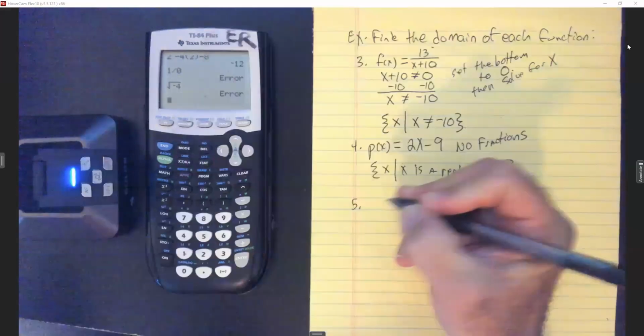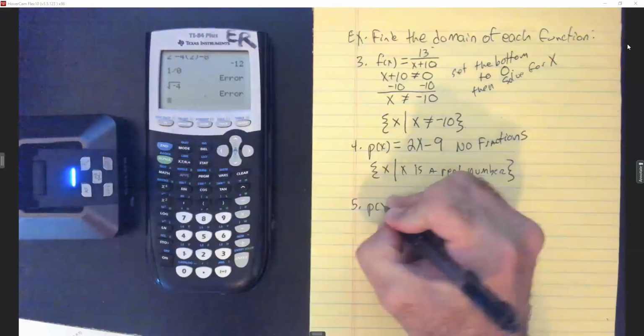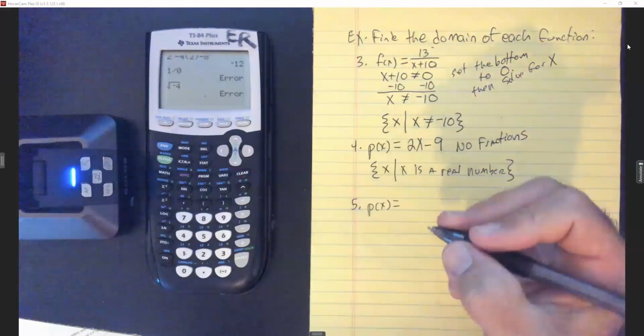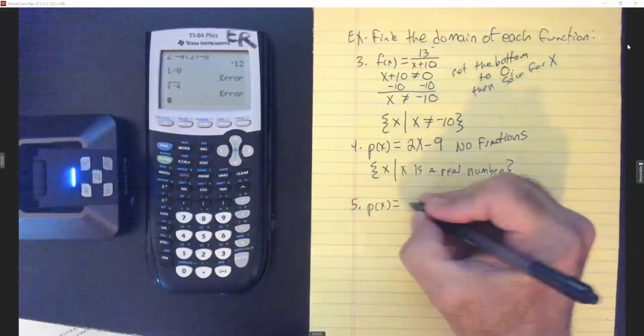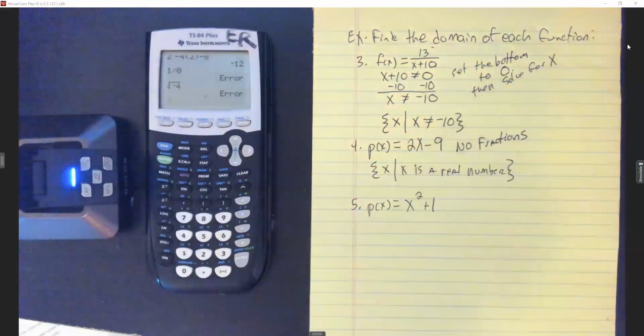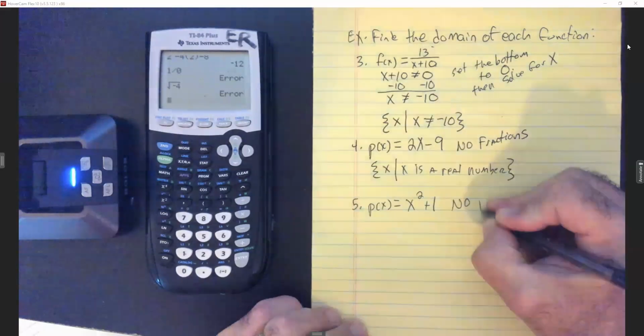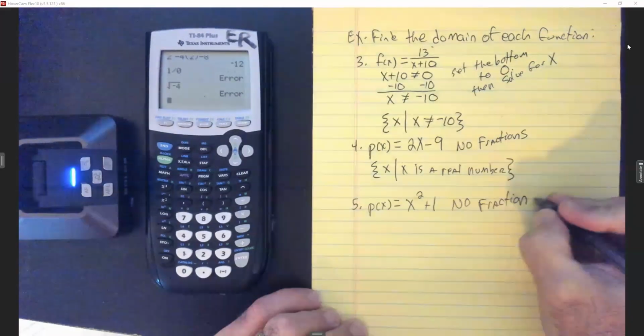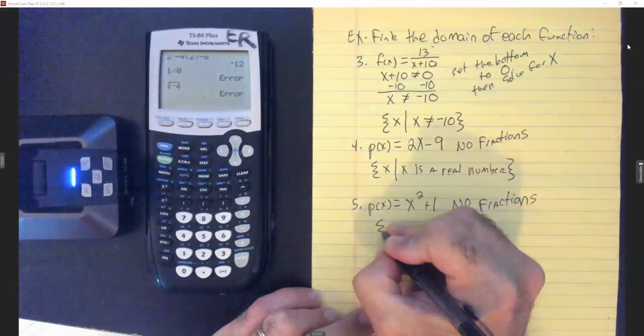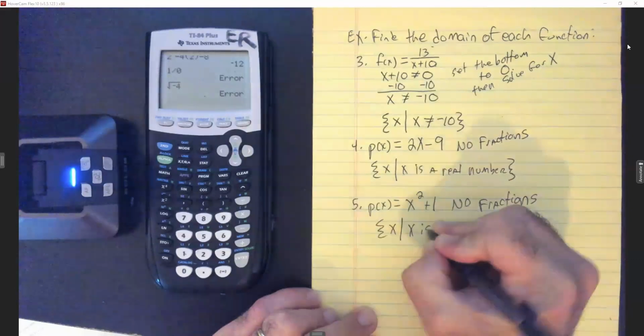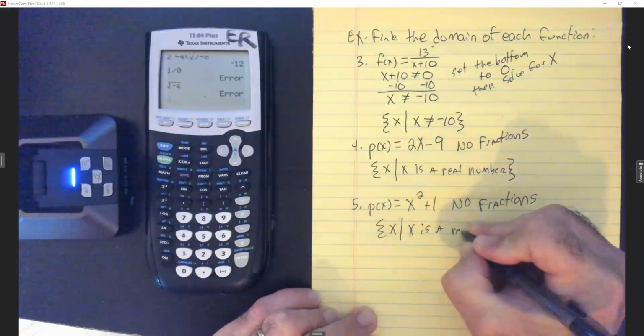All right, 5 is P of X equals X squared plus 1. Y'all, guess what? There's still no fractions. So since I have no fractions, it's going to be the same thing, right? X such that X is a real number.